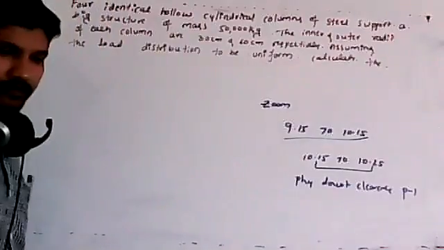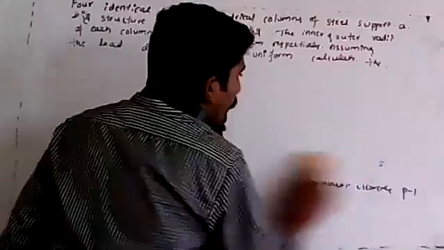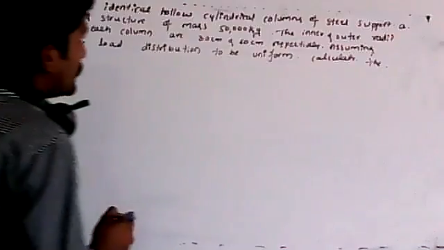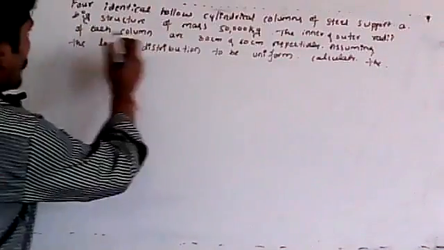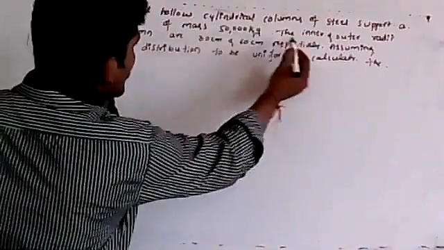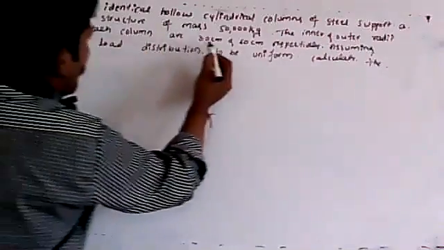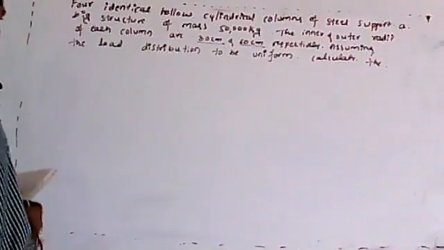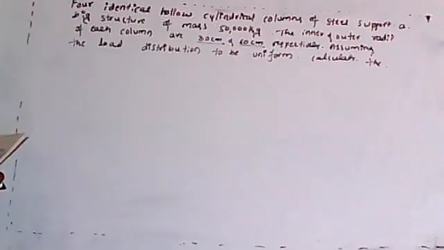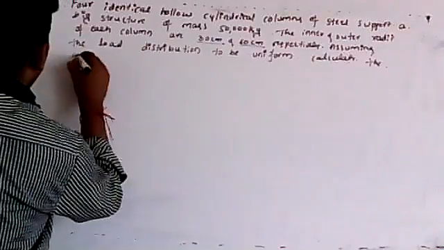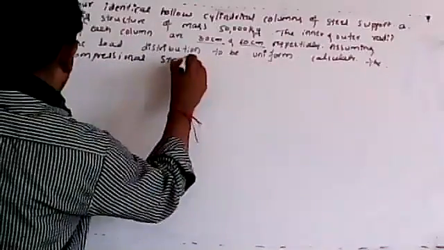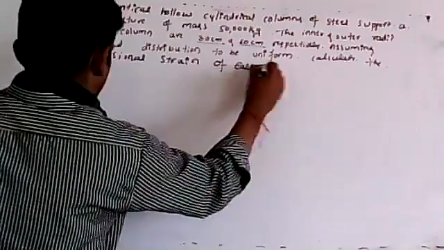Yesterday, I already explained one problem. So, what is that problem? Four identical hollow cylindrical columns of steel support a structure of mass 50,000 kg. The inner and outer radius of each column are 30 centimeter and 60 centimeter respectively. Assuming the load distribution to be uniform, calculate the compressional strain of each column.